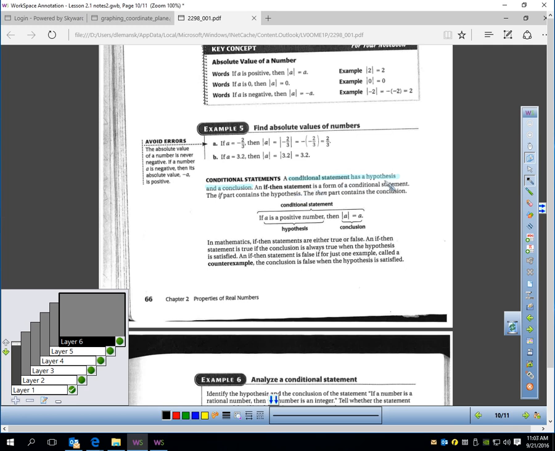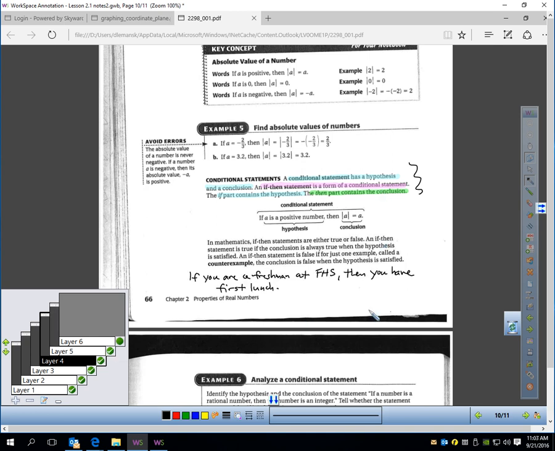A conditional statement, that's another vocabulary word, has a hypothesis and a conclusion. If-then statements are the form of a conditional statement. So conditional statements will always be written in an if-then format. The if part is the hypothesis, and the then part is the conclusion. I think a better way of explaining this is just to write a simple example and walk through it.